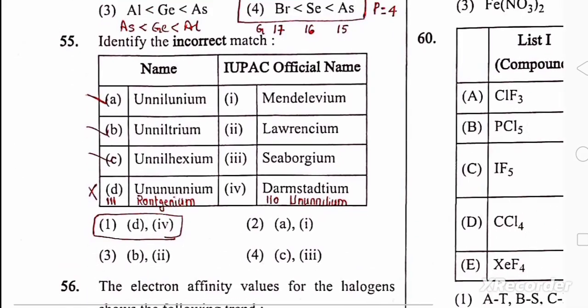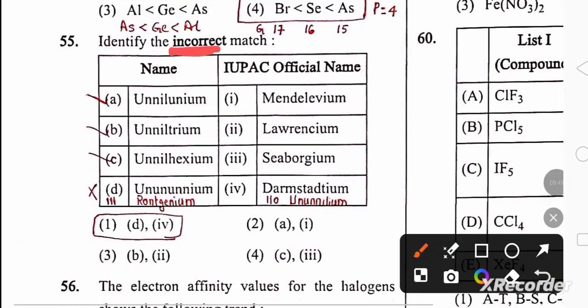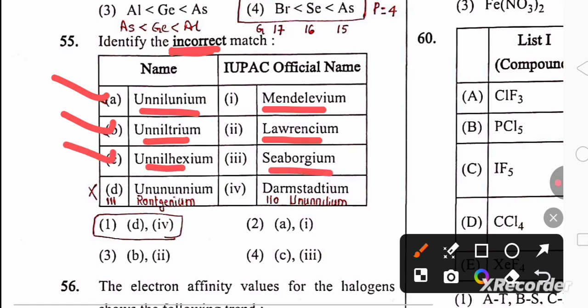This question belongs to periodic properties. Identify the incorrect match. Let us find out the incorrect match. First one, unnilunium, whose official name is mendelevium. It is right. Second, unniltrium is also called lawrencium. This is also right. Third one, unnilhexium, whose official name is seaborgium. It is also right.